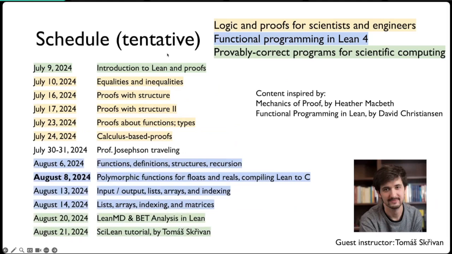We have been so far closely following the Mechanics of Proof textbook by Heather Macbeth, which introduces Lean to people with a sophomore level background in mathematics.